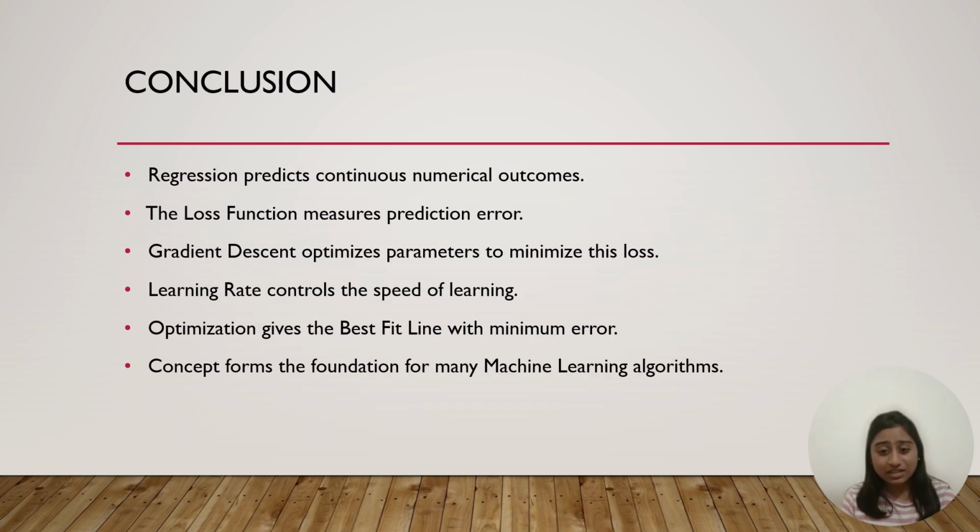So to wrap up everything, regression helps us predict continuous values like prices or marks. The loss function tells us how far our predictions are from the actual values. Gradient descent helps us reduce that loss step by step by updating m and c. The learning rate decides how fast or slow that learning happens. Once the loss becomes minimum, we get the best fit line, which is the most accurate representation of our data.